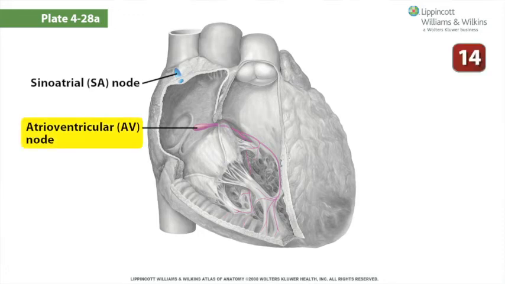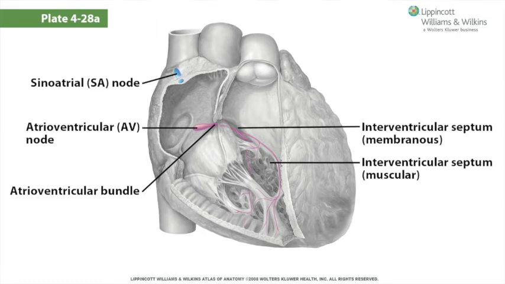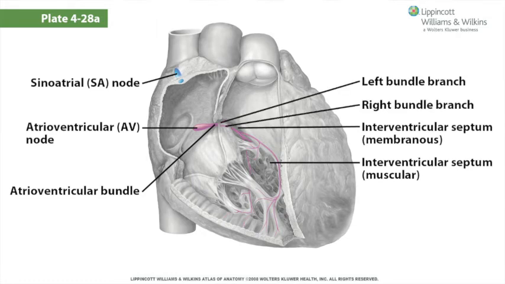The atrioventricular node distributes the electrical signal to the ventricles through the atrioventricular bundle, which extends from the node. The bundle is made up of cardiac fibers that are specialized for conduction. It penetrates the right fibrous trigone of the fibrocartilaginous skeleton of the heart and enters the interventricular septum, where it splits into left and right bundle branches at the junction of the membranous and muscular parts of the septum.